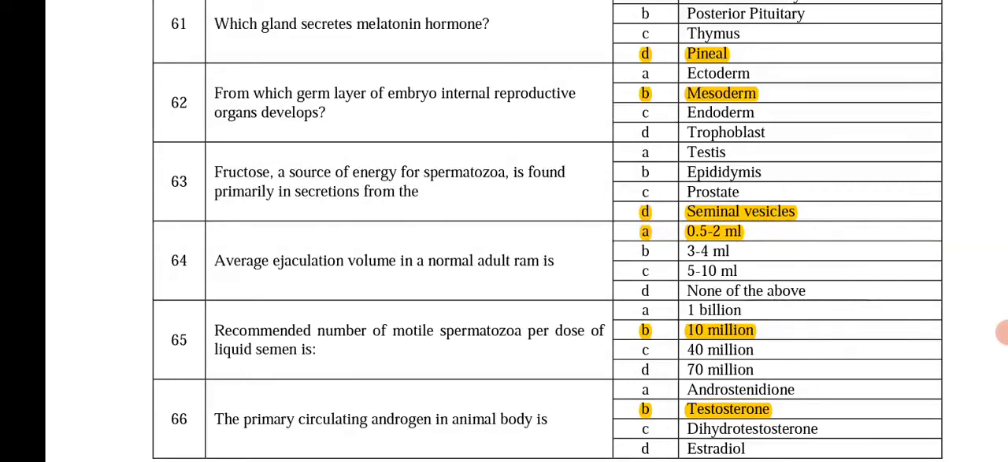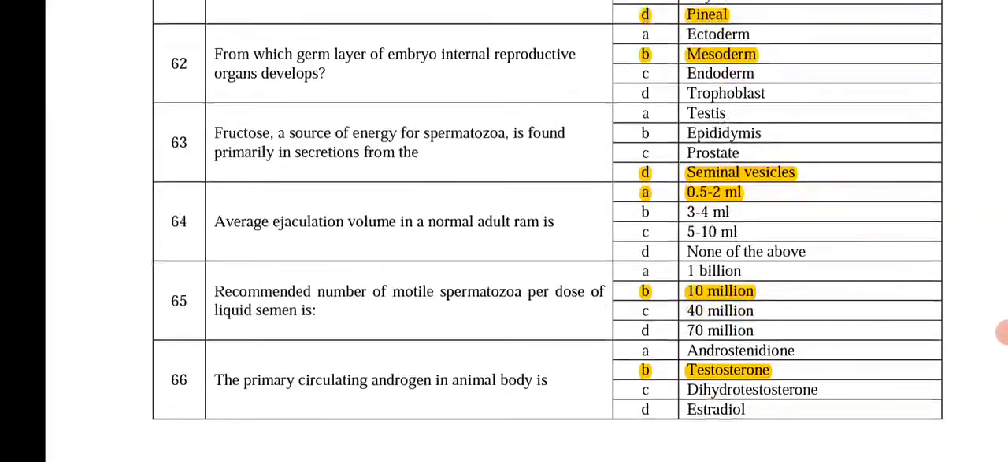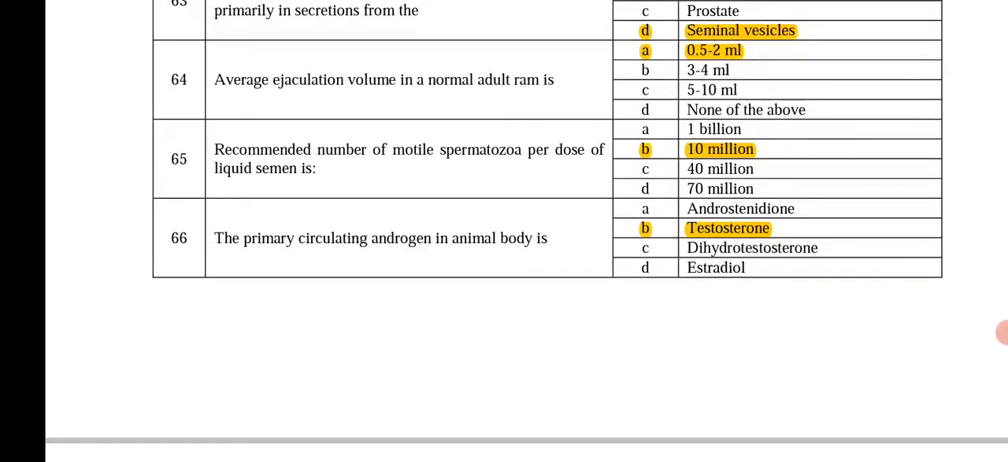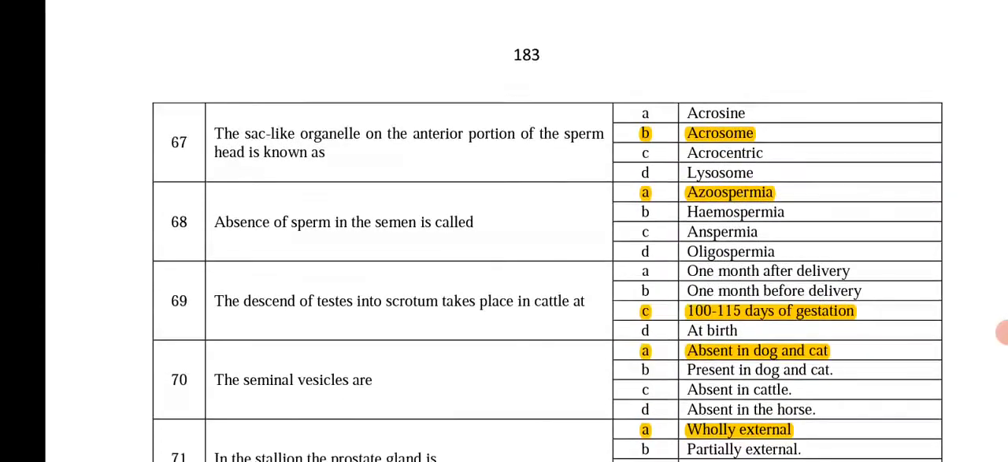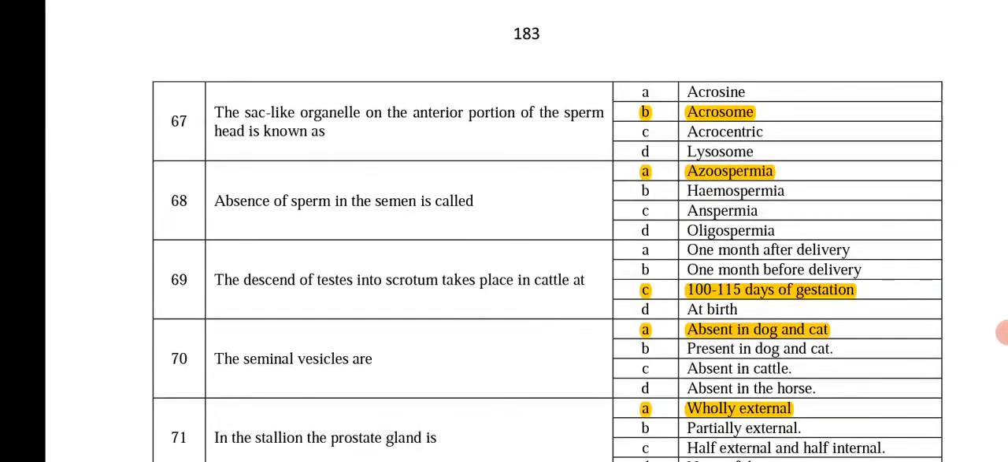Average ejaculation volume in normal adult ram is 0.5 to 2 ml. Recommended number of motile spermatozoa per dose of liquid semen is 10 million. The primarily circulating androgen in animal body is testosterone. The sac-like organelle on anterior portion of sperm head is known as acrosome.